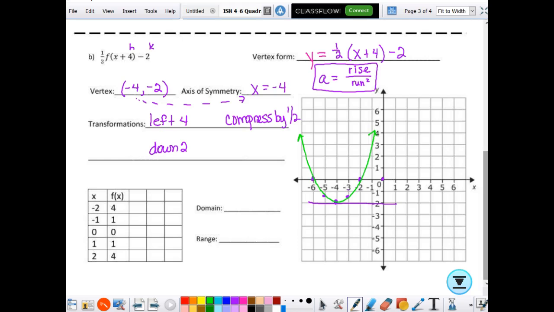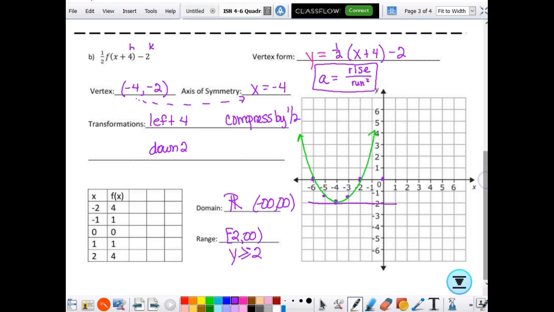Okay, the domain is all real numbers. You might see it written like this, from -infinity to +infinity. Now our domain, I said it backward, didn't I? Our domain is all real numbers from -infinity to +infinity. Our range is from 2. Remember, you start at the bottom and you go up. Greater than or equal to 2.